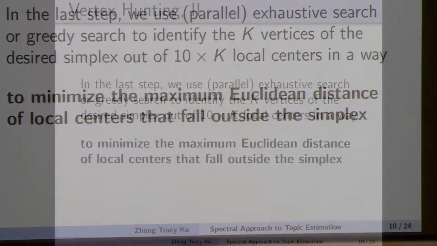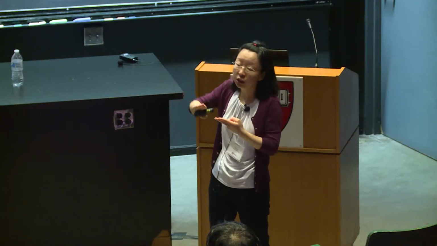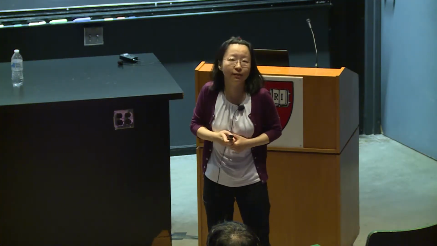Here are more details. In vertex hunting, we require that the k vertices of this simplex have to be selected from those L local centers. So we can do some exhaustive search or greedy search. And the criterion for a best fit simplex is that if this simplex contains all local centers, it is the only one that is the best. Otherwise, we will find the one such that the maximum distance from a local center outside the simplex to this simplex is minimized.